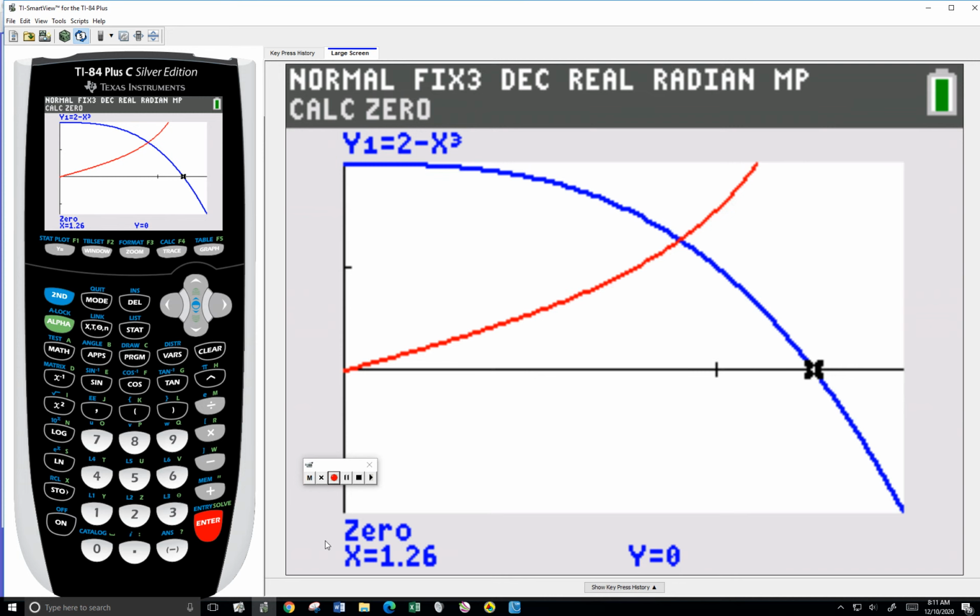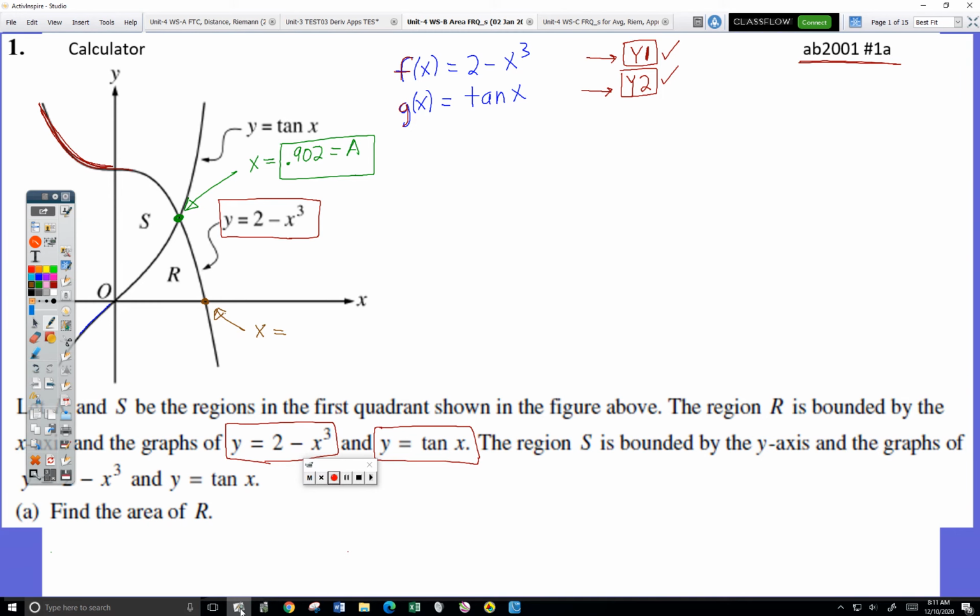So back here, let's write it down, then we'll store it this time. So 3 decimals, so 1.260. And I'm going to put that into B. And here's how you do that.